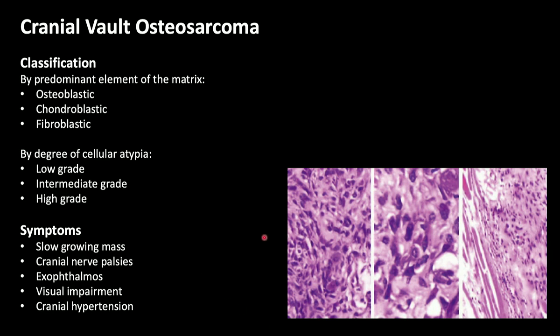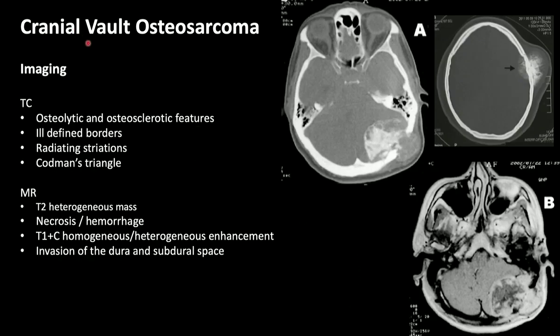About the symptoms, they may include slow growing mass or swelling, headache, cranial nerve palsies, exophthalmos, visual impairment, and intracranial hypertension, depending on the affected structures. The CT scan with bone window plays the key role in diagnosis, and the contrast enhanced MR is useful to assess the soft tissue involvement. The findings on CT may be osteolytic and osteosclerotic features, as we see in this image. Sometimes ill-defined borders. Radiating striations may be seen, as in this example. And periosteal reaction as Codman's triangle, as we see here in this image.